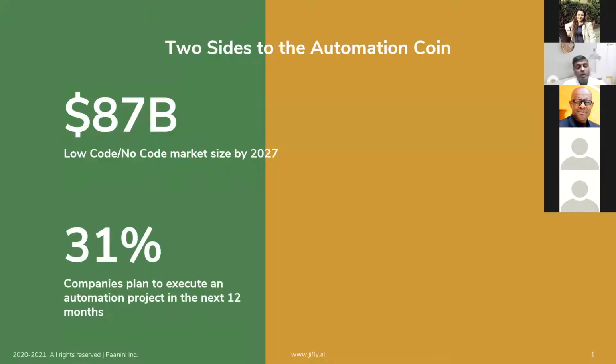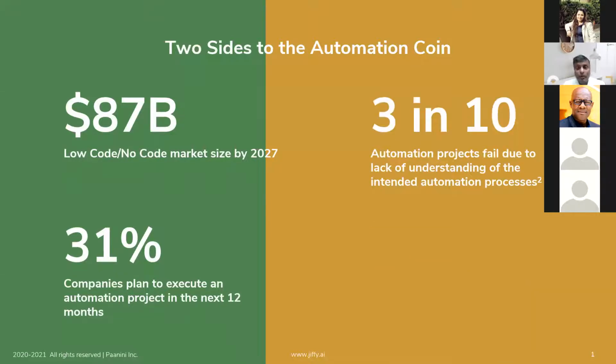We also see that around 31% are planning to execute automation projects in the next 12 months, and that number has gone up. This is slightly older data from last year, but I'm sure it's doubled as we speak. Having said that, that's all great news, but there is a problem: 3 in 10 automation projects fail. That's because of lack of intent of automation.